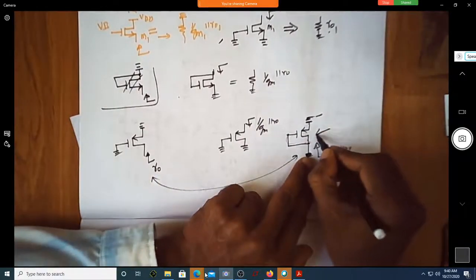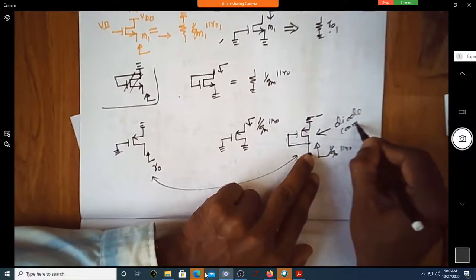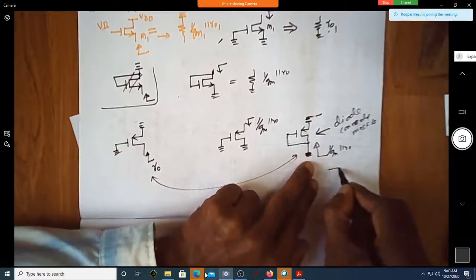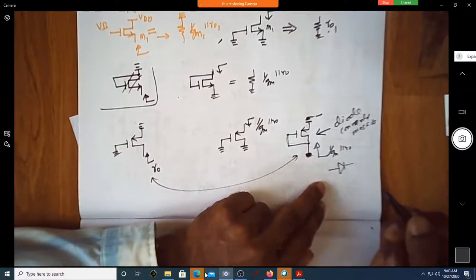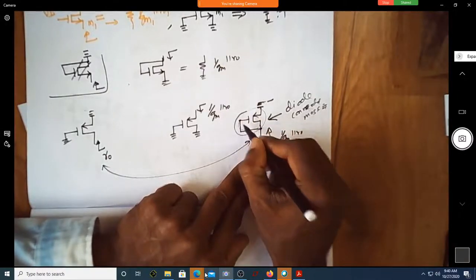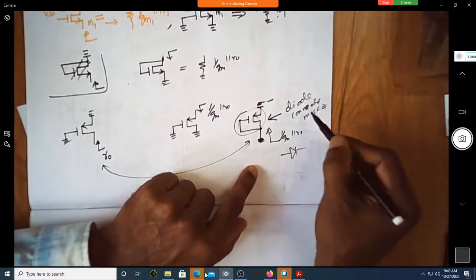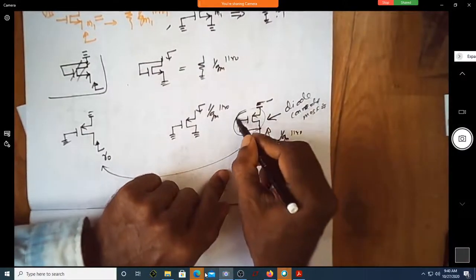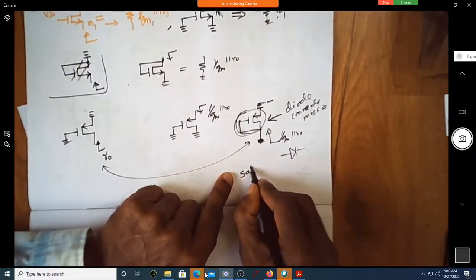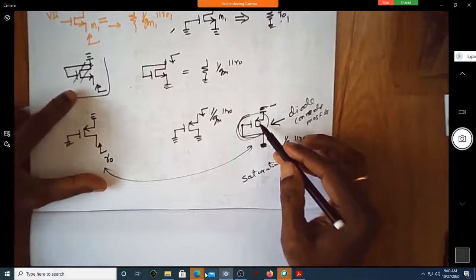This is also called a diode-connected MOSFET. Why is it called a diode-connected MOSFET? Because a diode has only two terminals. Here, even though it is a MOSFET, since you are shorting gate and drain, it looks like a two-terminal device. That's why it is called diode connected, and this type of configuration will always put the MOSFET in saturation region.